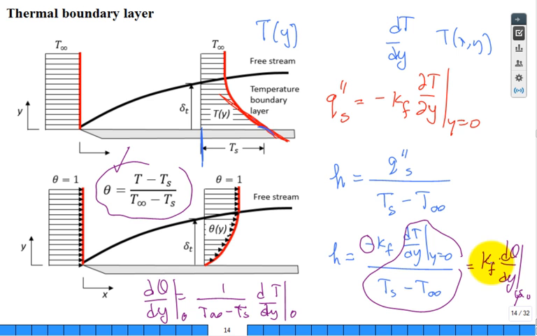So if somebody says, I really want h, how do I get it? If you really knew the velocity profile and the temperature profile at the surface, really it's the temperature profile, then you could take the derivative of it and get h analytically. All right.